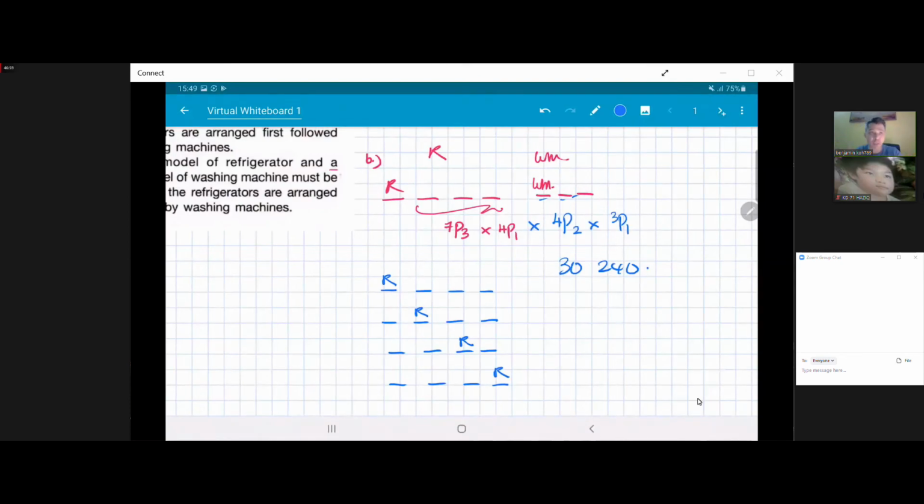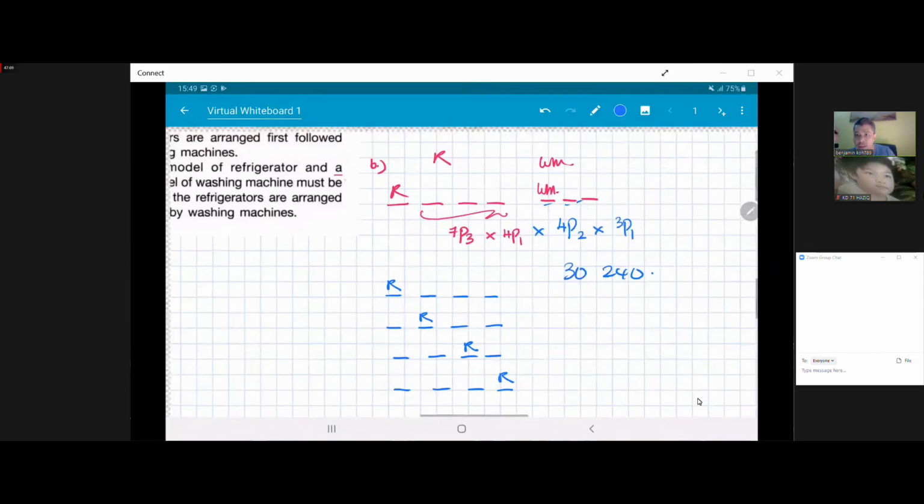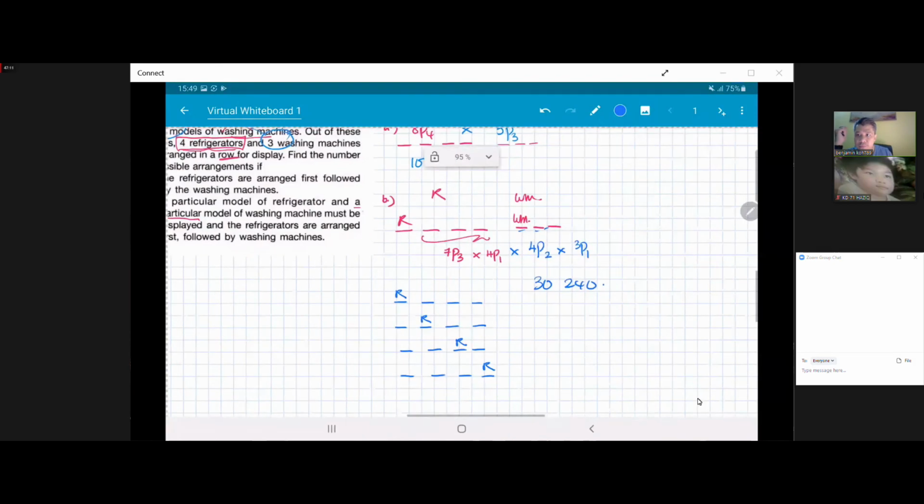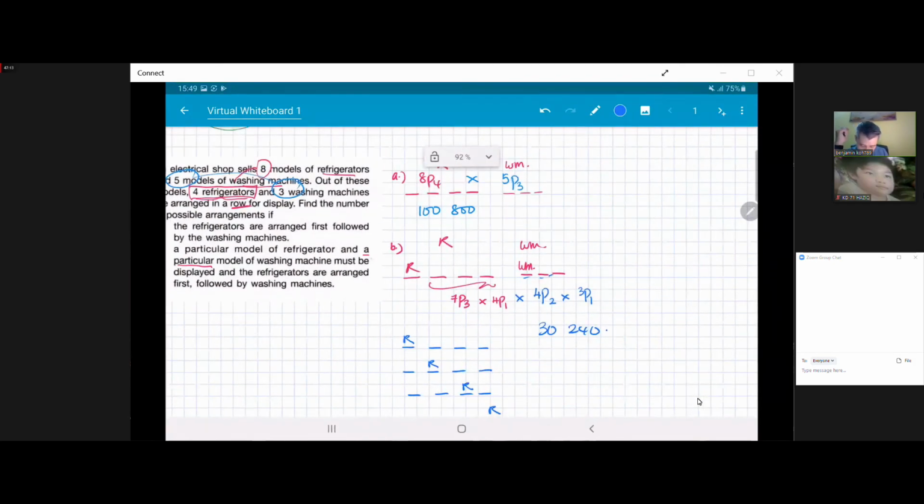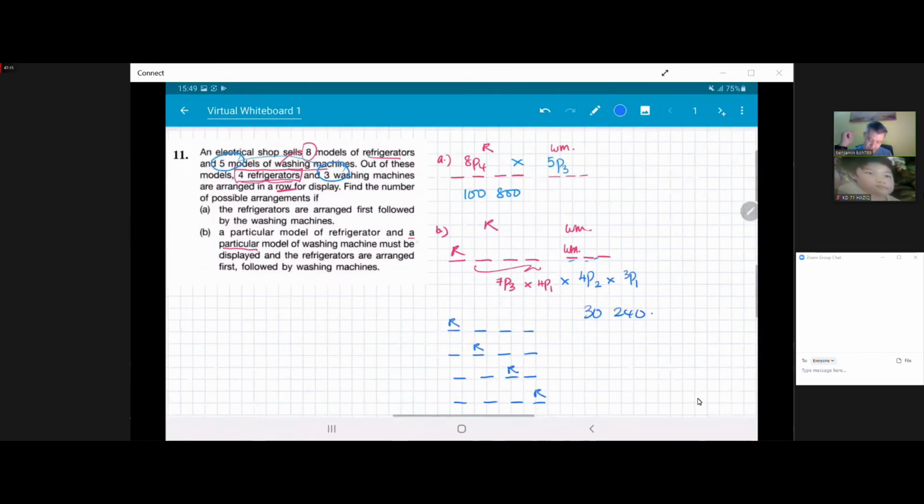Ask. I'll explain. If you cannot understand, I'll explain again. Because the problem with this chapter is not so much difficulty, it's more of an understanding. That is permutation and combination. Okay, so that's question number 11. Then we're going to move on.